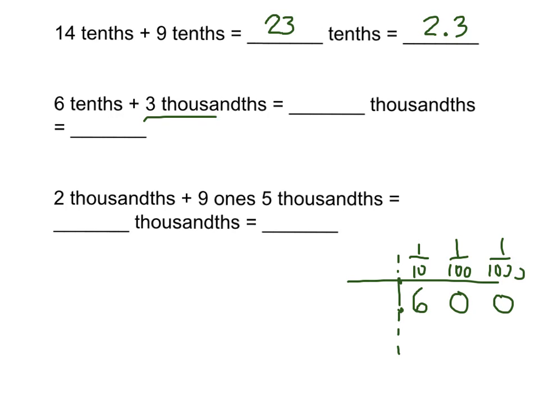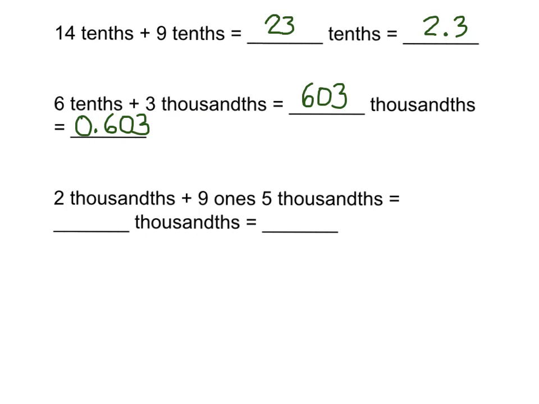Plus I have this other 3 thousandths that I'm adding on. So you can see here that I'm going to have 603 thousandths, or 603 thousandths written in decimal form like that.